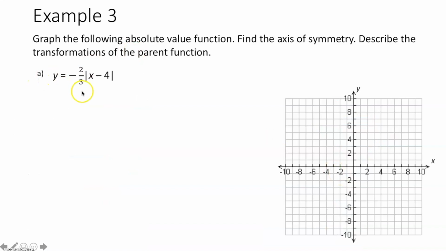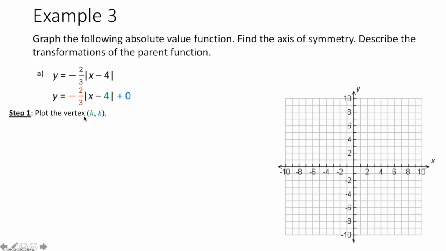Example 3, doing the exact same thing. Again, we want to put it into vertex form so we know what our a, our h, and our k are. Our a value is -2/3. Our h value is going to be 4. What is our k value? There's nothing out here. That means it's 0. So now we have all 3 of those. We are ready to graph.